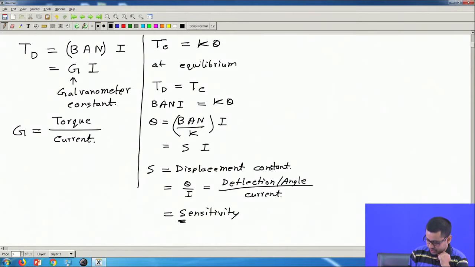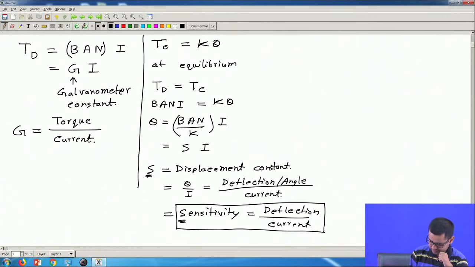Why sensitivity? Because if we have an instrument where for a smaller amount of current I we get a larger amount of deflection, we say that instrument is more sensitive, because it can detect or measure smaller current, since we get higher deflection with a smaller amount of current. So, S is a measure of how sensitive that meter is. The more the sensitivity, the more easily we can measure smaller current. This is the deflection per unit current, and this is the definition of sensitivity. This you should know.